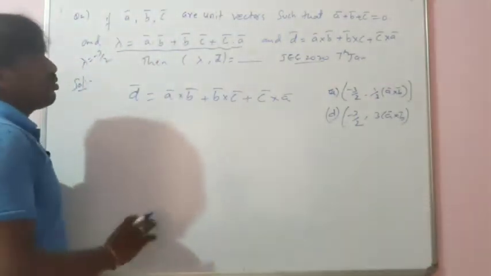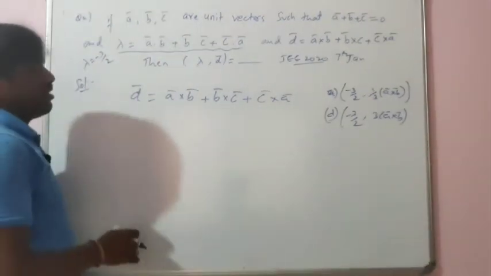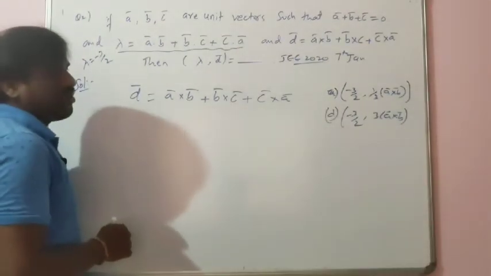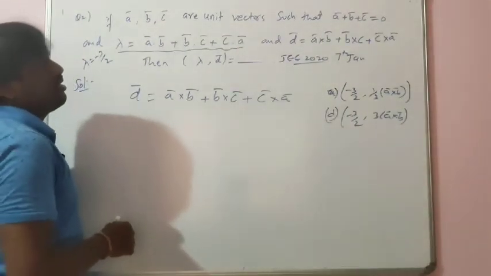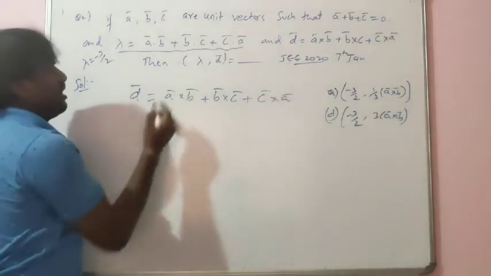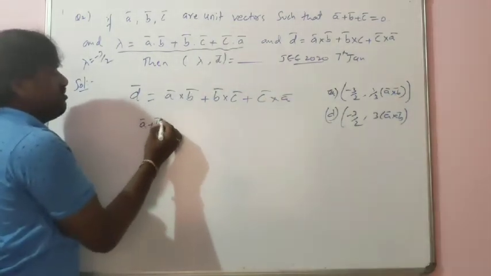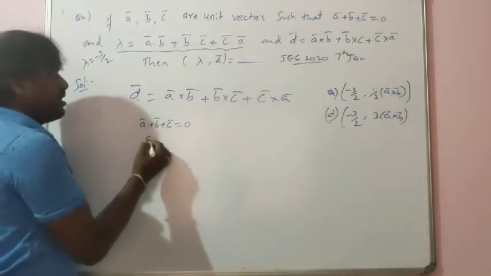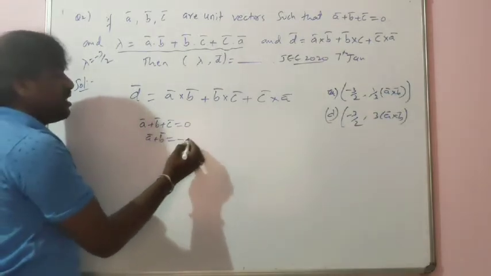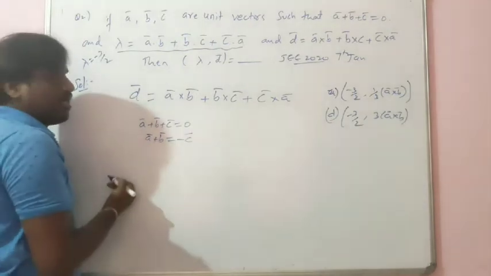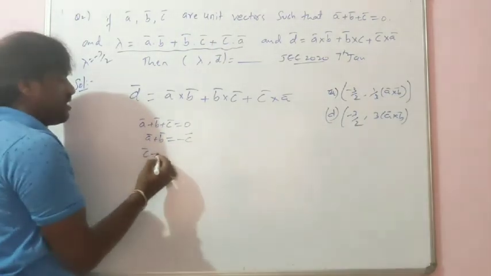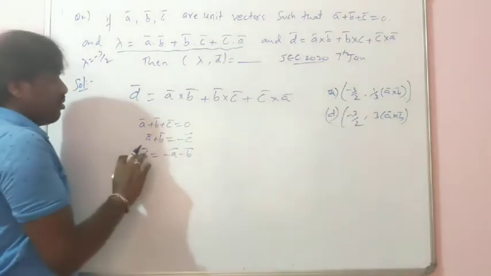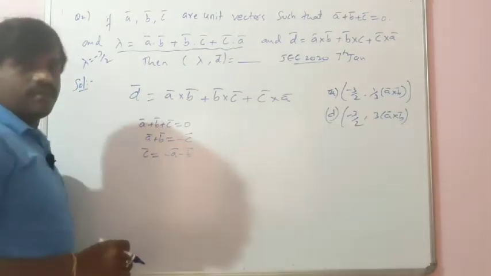To simplify this, I can see that format should come. To get that format, I take the given condition: A + B + C = 0. Using this condition, A + B can be written as minus C. It means wherever C is there, I can write minus A minus B vector.